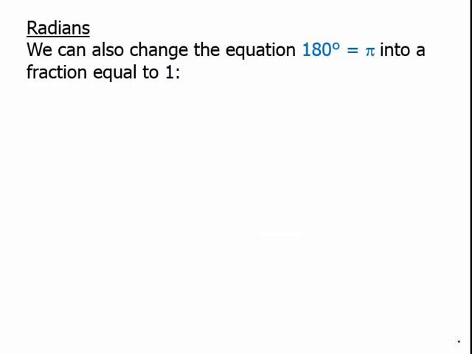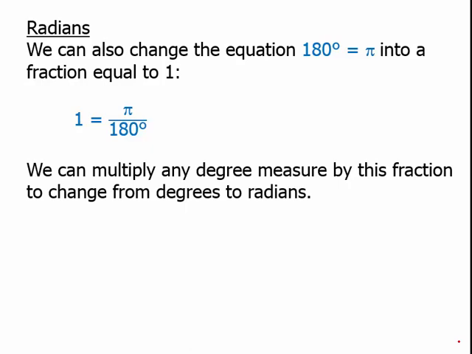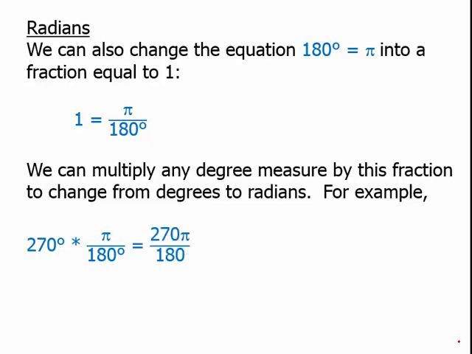We can also change the equation 180 degrees equals pi into a fraction equal to 1. So 1 equals pi over 180. We can multiply any degree measurement by this fraction to change from degrees to radians. For example, 270 degrees multiplied by pi over 180. We get 270 pi over 180, which is 27 over 18. Divide top and bottom by 9. We get 3 pi over 2. So 3 pi over 2 is 270 degrees.